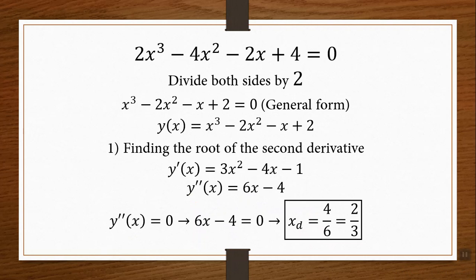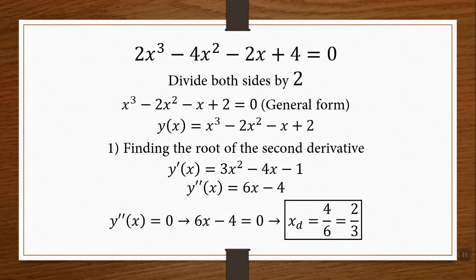2x cubed minus 4x squared minus 2x plus 4 equals 0. First of all, we should change our equation into the general form. As you can see, the coefficient of x cubed is not 1. So we should divide both sides of our equation by 2 to change it into the 1. X cubed minus 2x squared minus x plus 2 equals 0. This is the general form of our equation. Then we should call the left side of our equation y of x. Y of x equals x cubed minus 2x squared minus x plus 2.